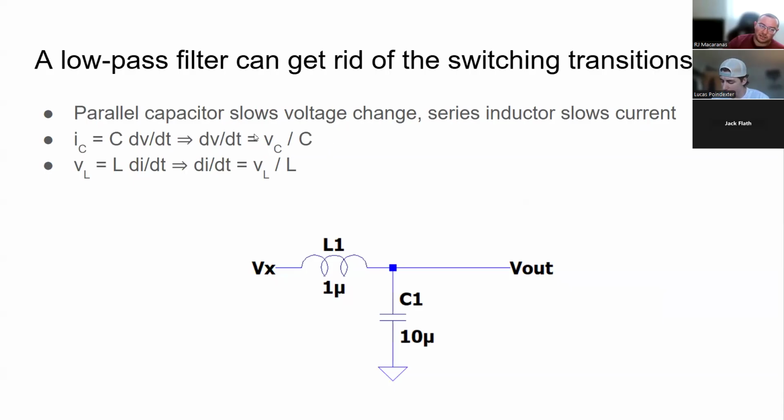So more capacitance means this voltage change will be slower. Likewise, for the inductor, if I look at the equation, VL is given by L di/dt. So our change in current is going to be given by VL over L, or said another way, the change in current through this inductor is inversely proportional to the inductance. So more inductance, slower current changes. And that's what we want. We want to slow these two things down in order to get a nice clean DC voltage.